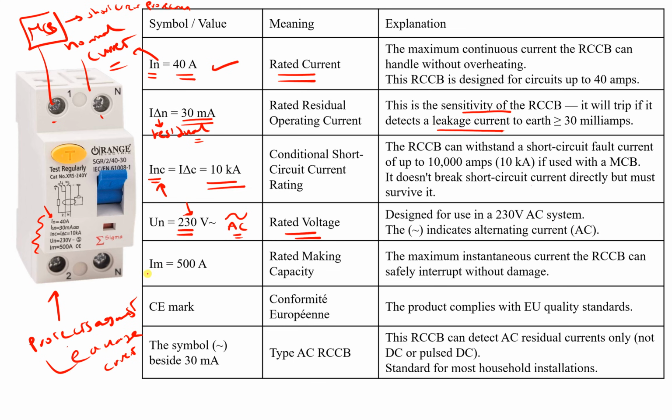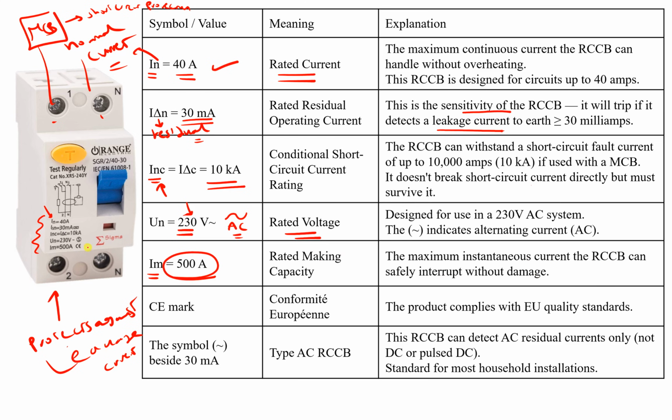IM, M means making. Making means it can open, it can close, or break the circuit, break or close with the current existing. Making capacity is 500 amperes, the maximum instantaneous current that it can safely interrupt without damage.